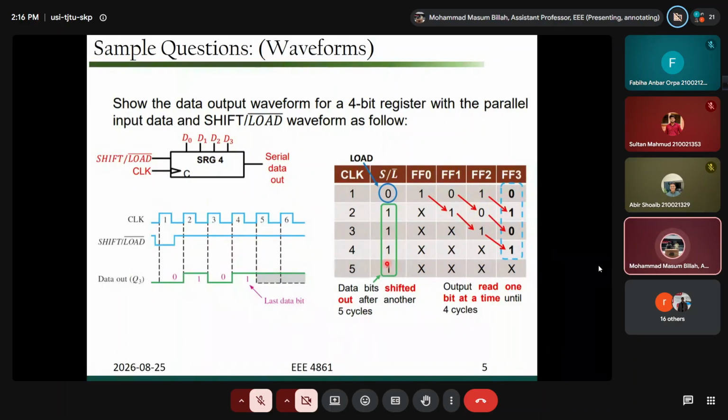What you need to do, based on the given control inputs and data inputs, is draw the output data. You have to draw the output data for D1, D2, D3, and D0. You have to draw Q0, Q1, Q2, Q3. This kind of waveforms, or maybe this kind of digital data, you have to draw. Is that clear?